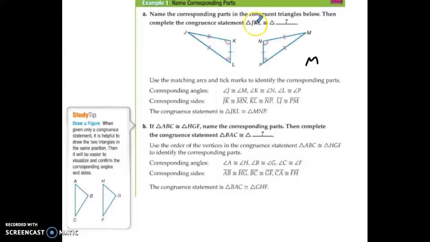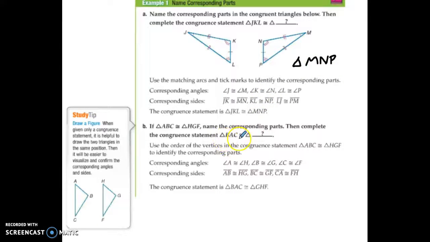My second letter is K. Well, K has two loops in it. N has two loops, so N is my second letter. Last letter, L, three loops. We only have one option left, but we can check it. It is P. So fill in the blank with triangle MNP.